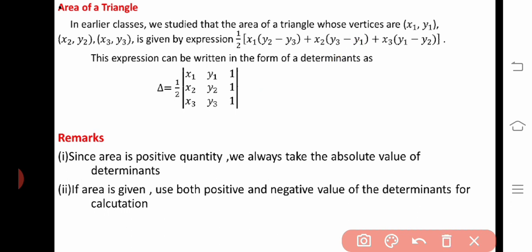Okay, then write a note or remark. Since area is a positive quantity, we always take the absolute value of the determinant. It may be positive or negative, but you have to take the absolute value only. You have to take only the positive value. Second, if the area is given, use both the positive and negative value of the determinant for calculation.